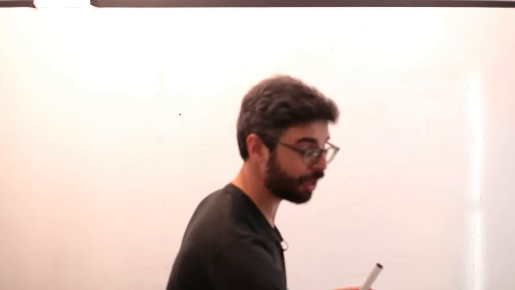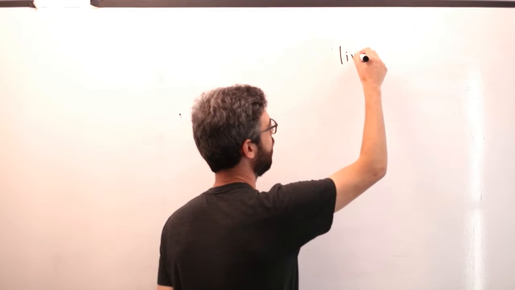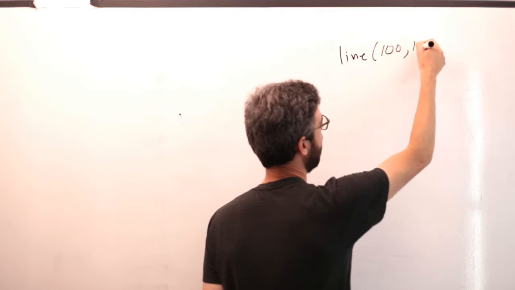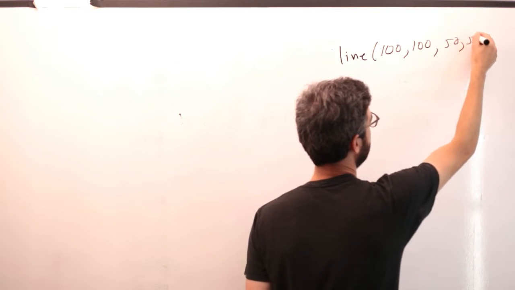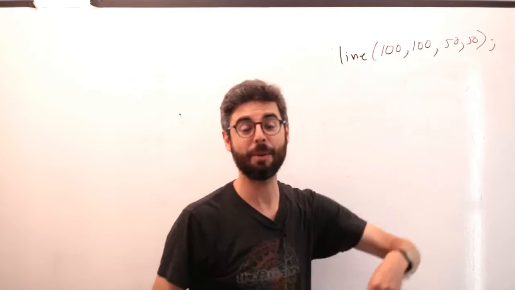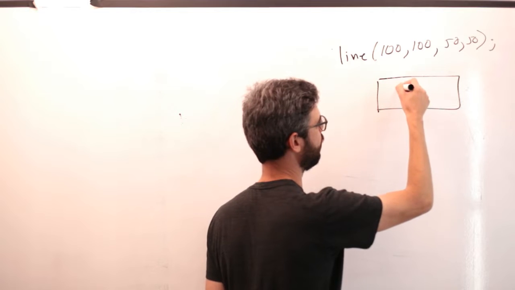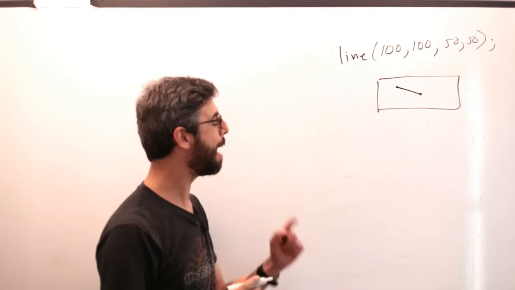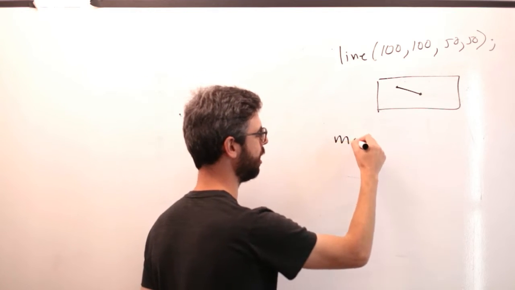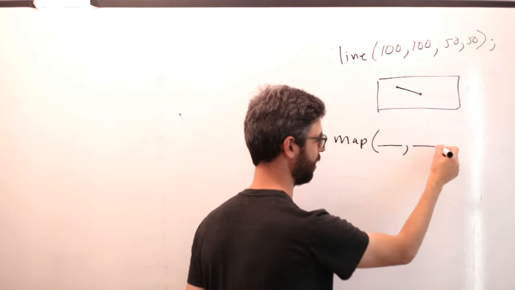So first of all, what do I mean by function? Already hopefully you know about calling functions in p5. You might have done this. Line is a function that takes 4 arguments: 1, 2, 3, 4. And what does it do? It draws a line from point 100, 100 to 50, 50, done. So map, it's the same thing. It's a function that takes some amount of arguments. It's actually going to be 5 arguments.